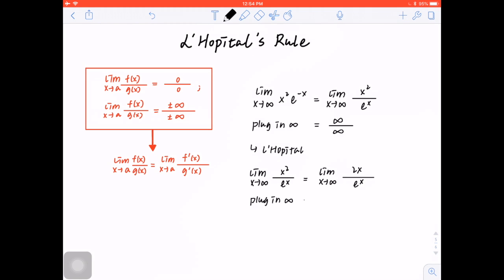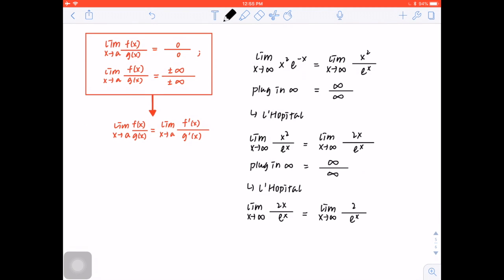And we plug in infinity, and again we get infinity over infinity. So we need to do L'Hopital's rule once again, and we take the derivative of 2x over e to the x, both the denominator and the numerator separately, and we get 2 over e to the x as x approaches infinity. And this time we plug infinity into the function and we get 0, which is the final limit for this equation.